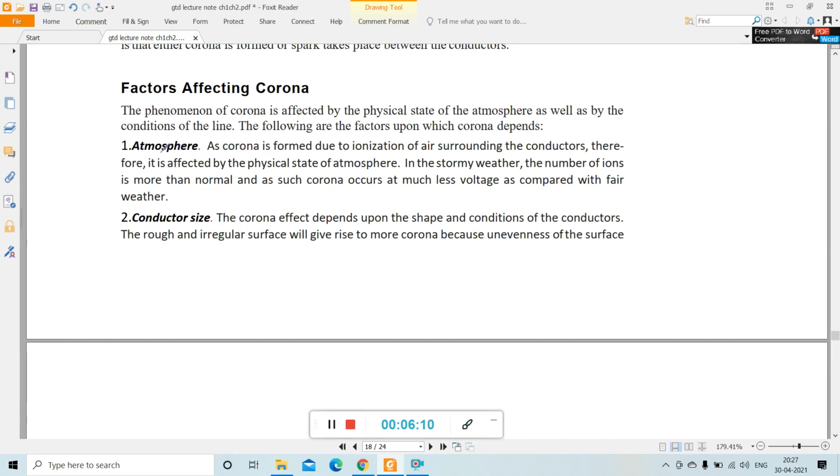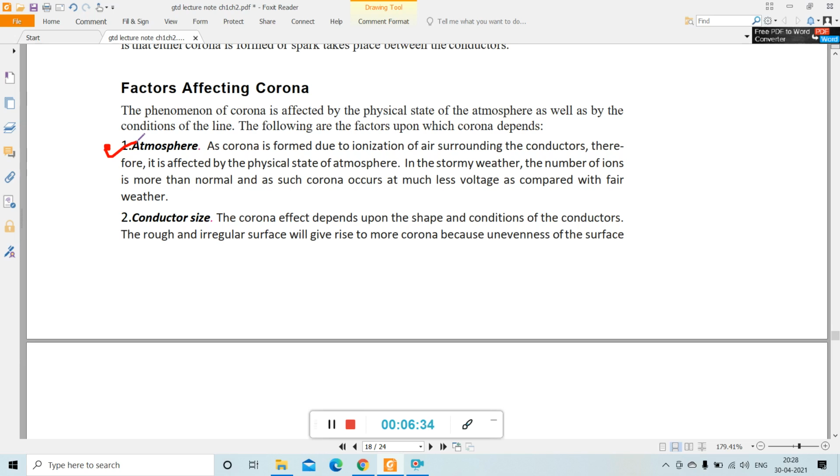The factors affecting corona are the physical states of the atmosphere which affect the phenomena of corona. So the first one is the atmosphere. How does the atmosphere affect corona? See, corona is formed due to ionization of air surrounding the conductor, so it is affected by the physical state of the atmosphere.